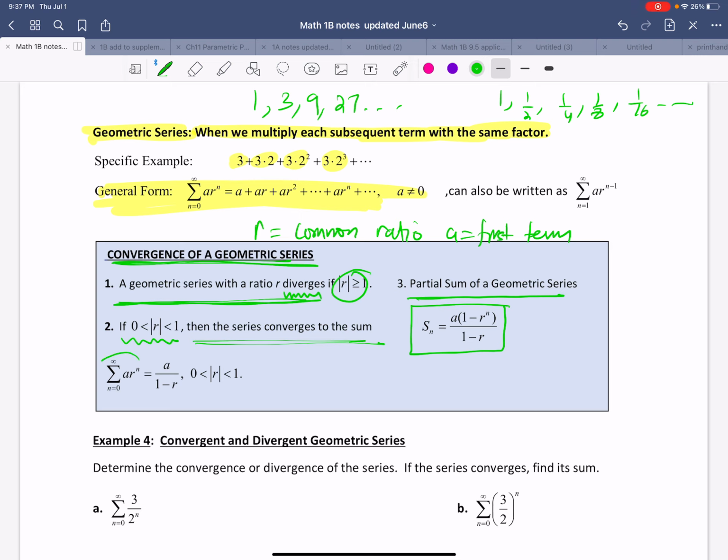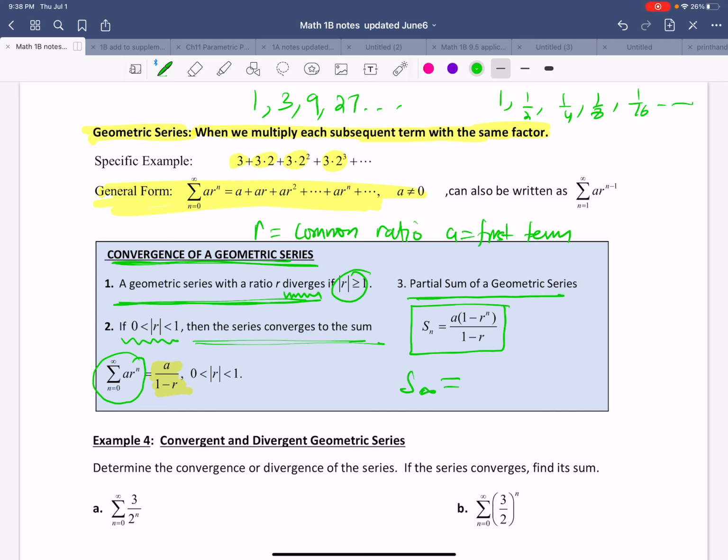And we just said that the sum converges to a over 1 minus r if we are considering the infinite terms. As long as the absolute value of r is less than 1, then the series will converge. If the absolute value of r is greater than 1, then the series will diverge.